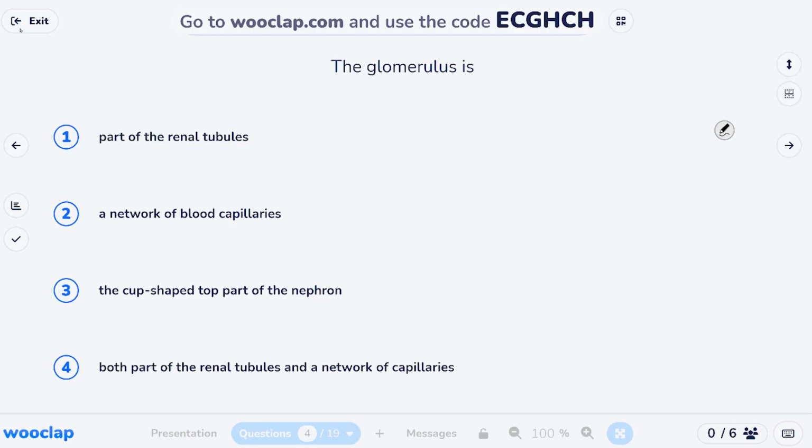So what is the glomerulus? How would I describe it? This is some options for you.